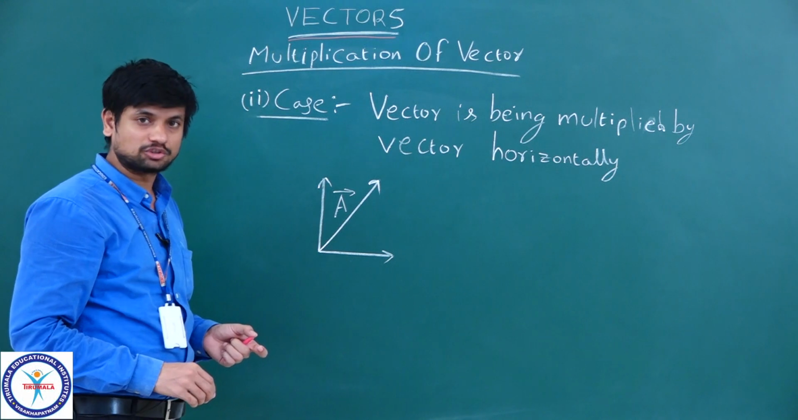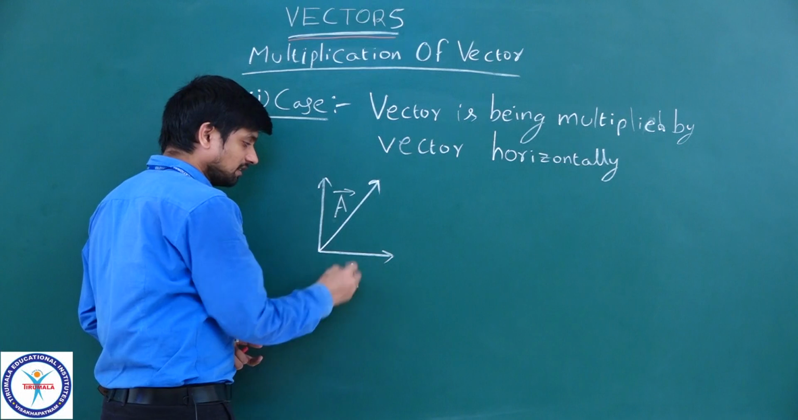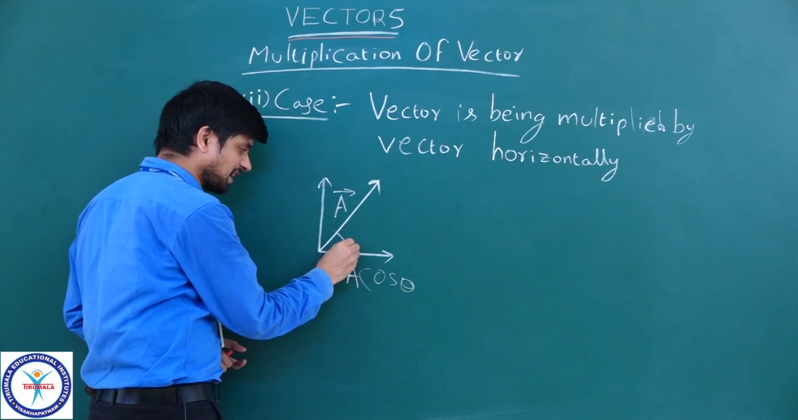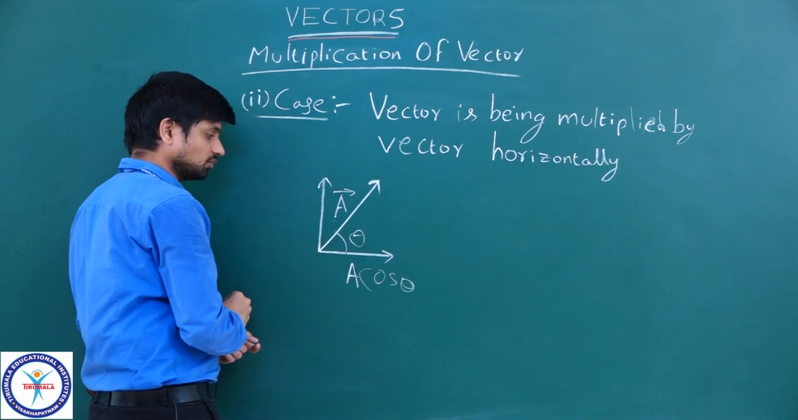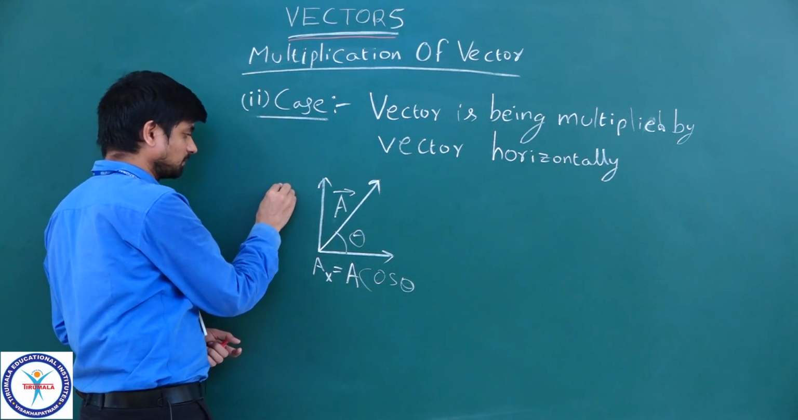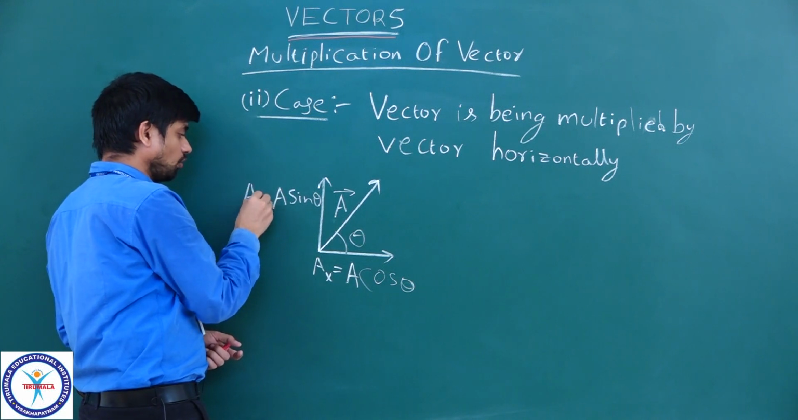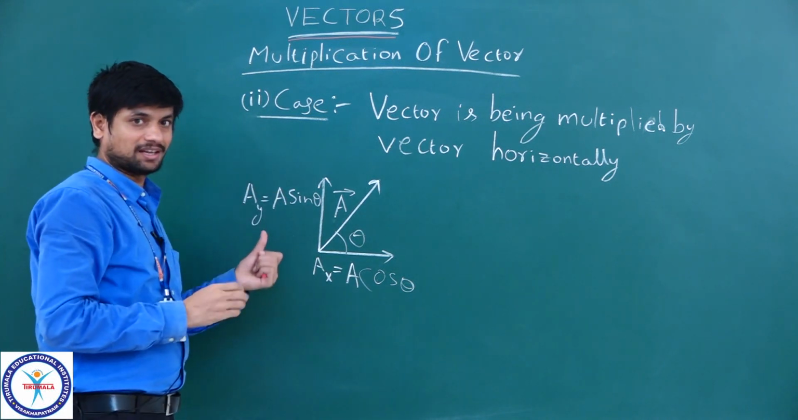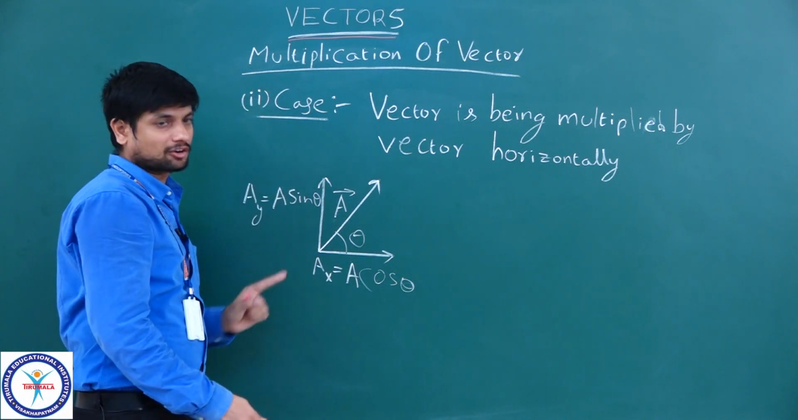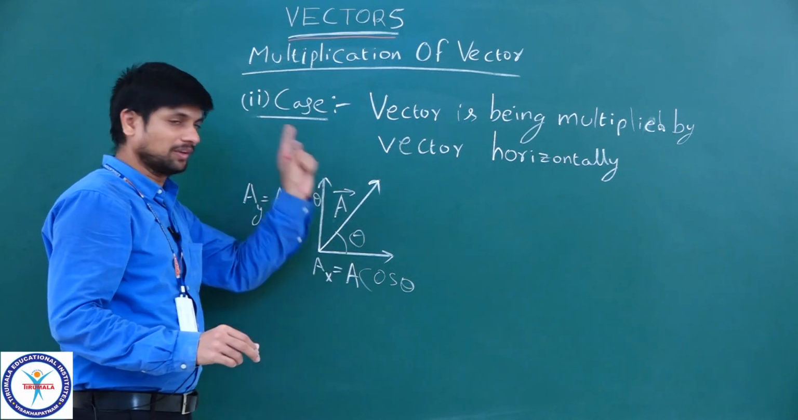What is this called? Resolution of the vector. If a vector A bar has magnitude A and makes an angle theta with the horizontal, then the horizontal component is Ax equal to A cos theta, and the vertical component is A sin theta. These are the parallel and perpendicular components, the horizontal and vertical components, because humans perceive in this way.